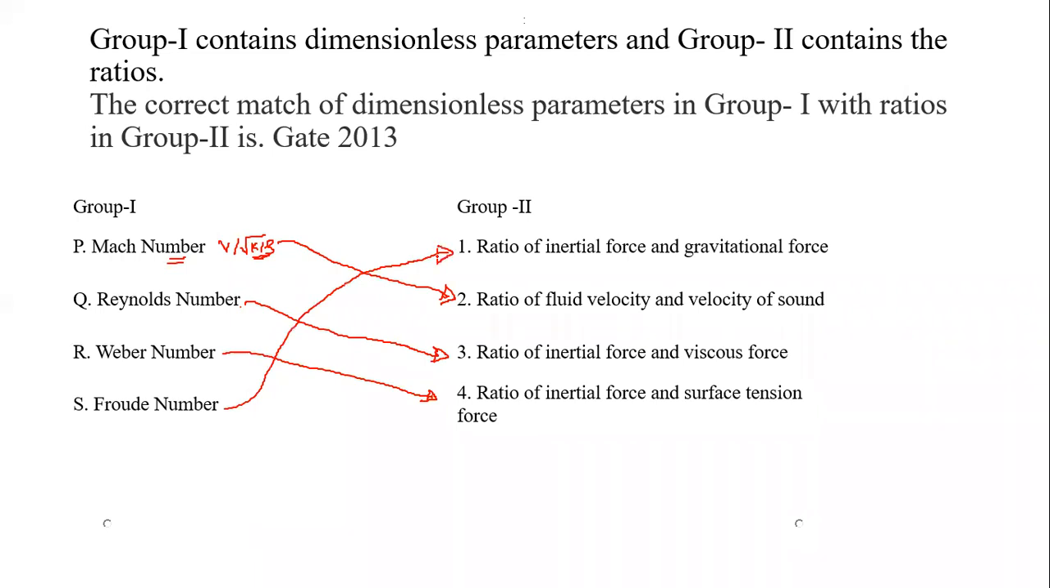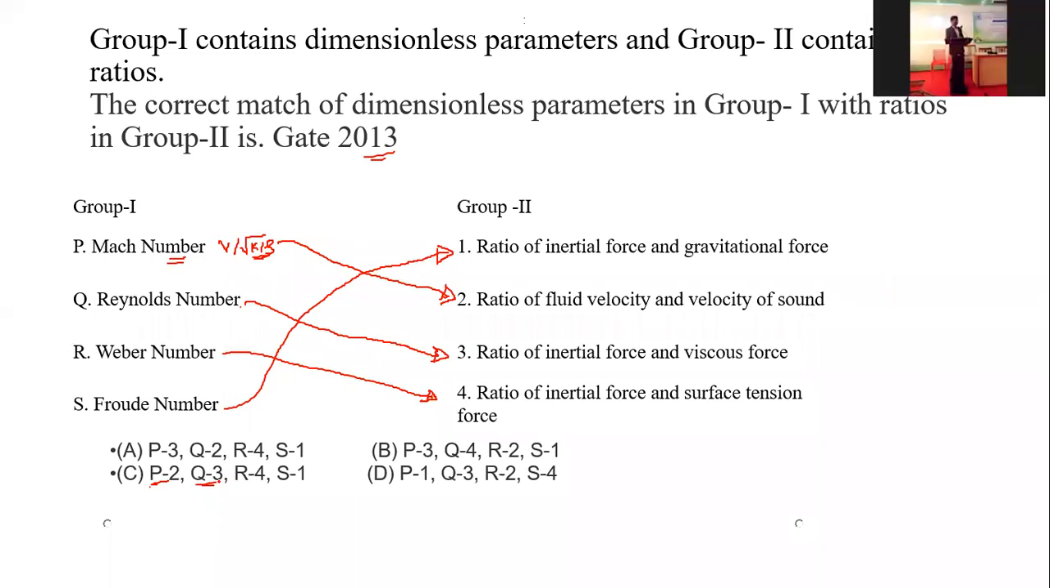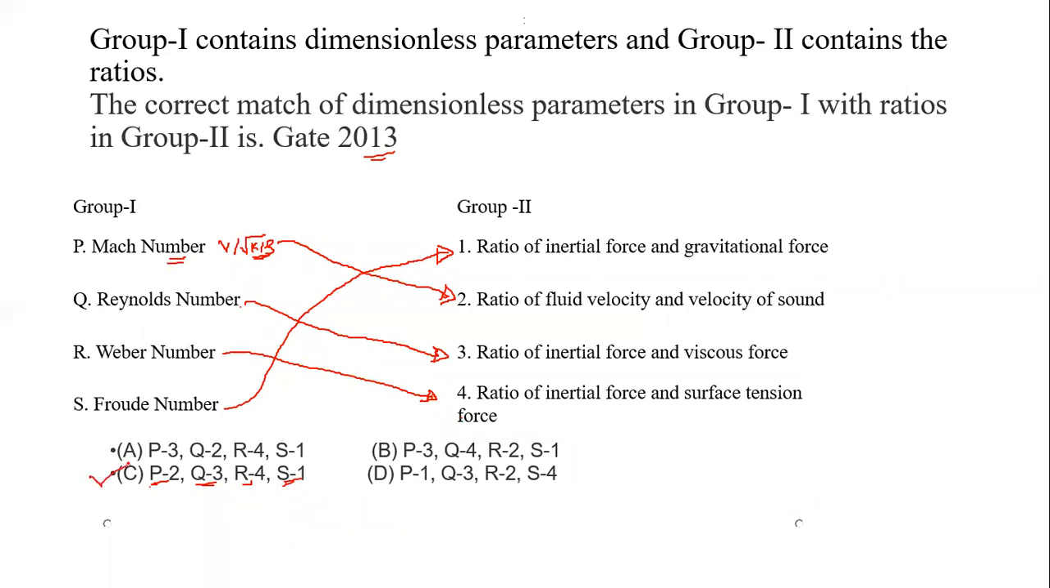This question was asked in ESE 2013, the Indian Engineering Services. Now we have to select the appropriate option among A, B, C, D. Which one is correct? Option C: P to the 2, Q to the 3, R to the 4, and S to the 1. It means that option C is the correct option for this particular question.